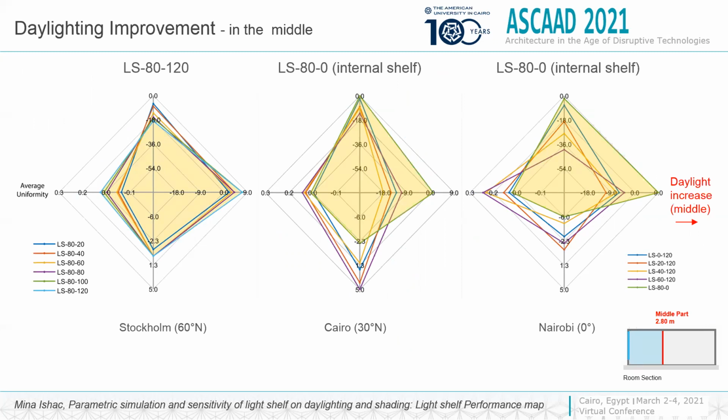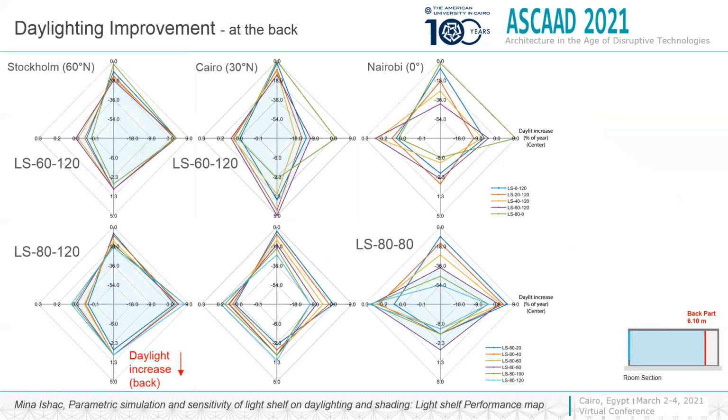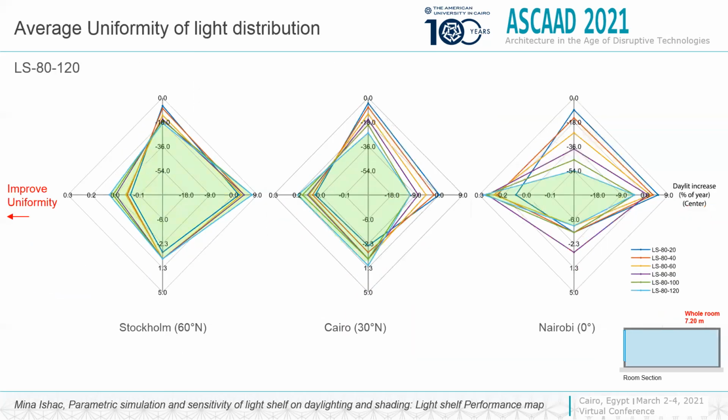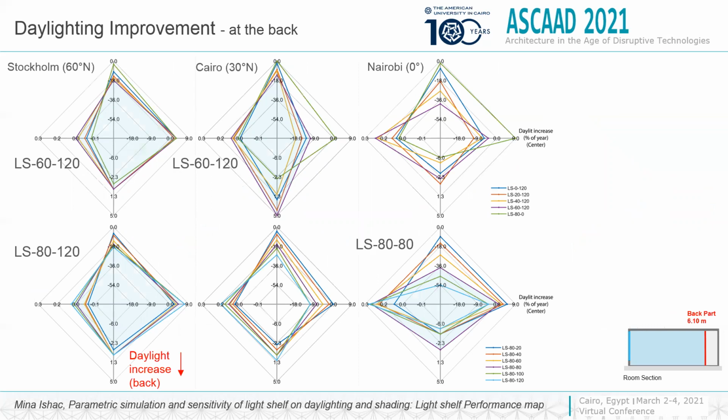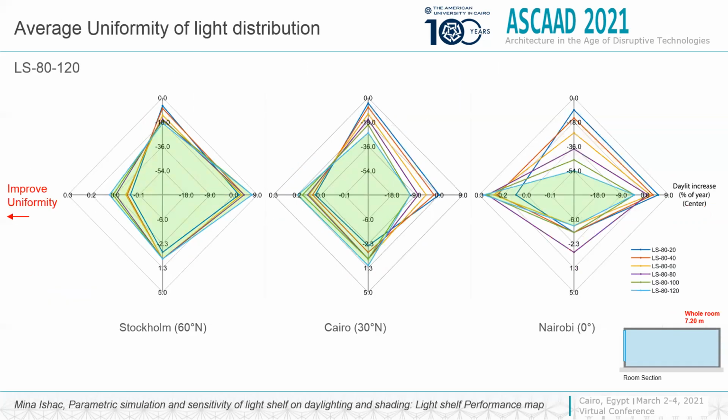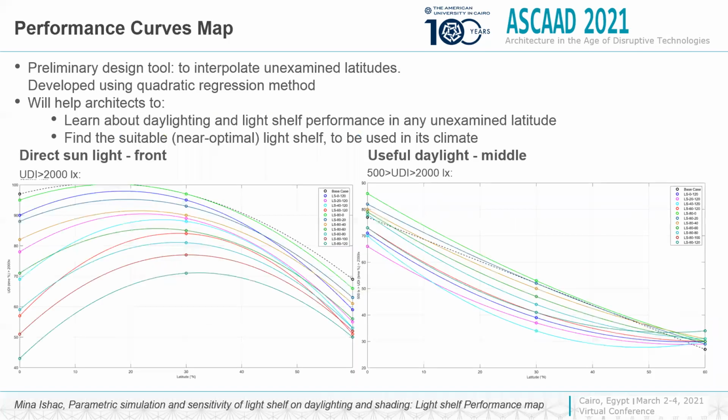Almost all shelves in Cairo offset the direct sunlight and reduce the useful daylight. With regard to the daylighting improvement at the back of the room, most of the shelves improved daylighting very slightly, like light shelf 80 times 80 or 60 times 120. With regard to the average uniformity, the longest light shelf improved the average annual uniformity in almost all latitudes and significantly at the equator.